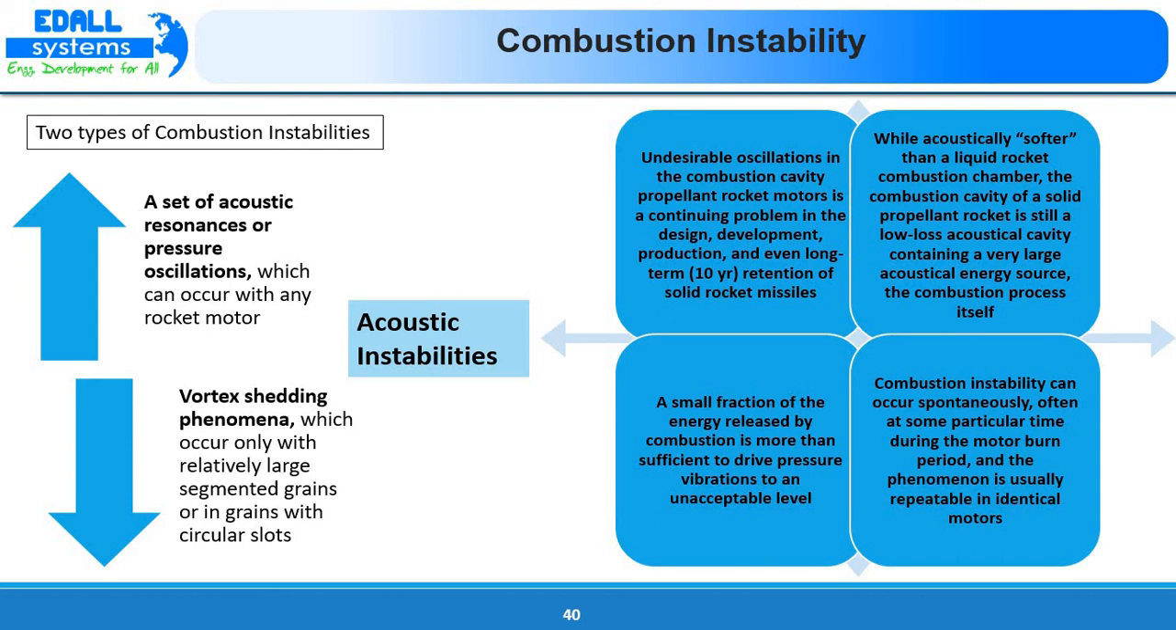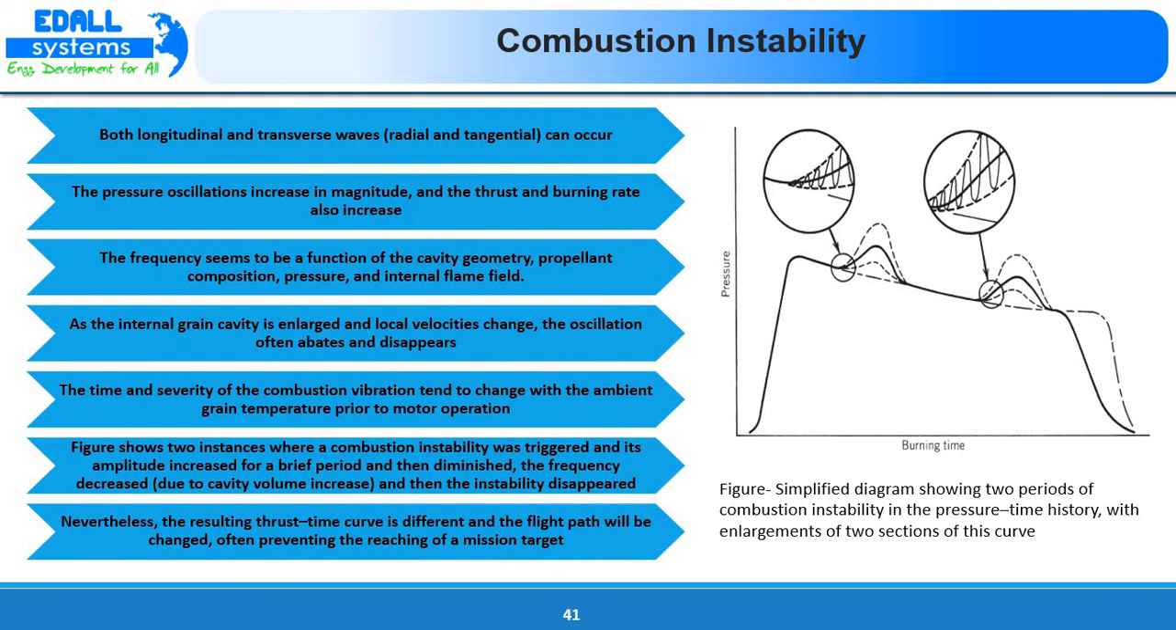in identical motors. So these acoustical instabilities are mostly caused inside this cavity which is present inside the propellant grain, and a single release of energy inside this cavity can cause a very harmful danger for the rocket motor. Both longitudinal and transverse waves, radial and tangential, can occur for this acoustic instability. In the figure we can also see a simplified diagram showing two periods of combustion instabilities in the pressure time history with enlargements of the two sections of this curve.